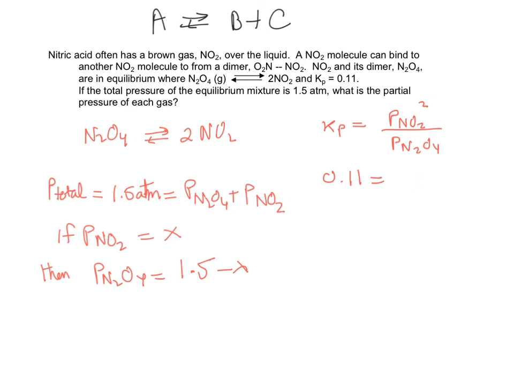So let me do that. So we set the top one to X, so X, and then don't forget the square, divided by 1.5 minus X. I'm going to let you take a minute to plug that in and solve for X.